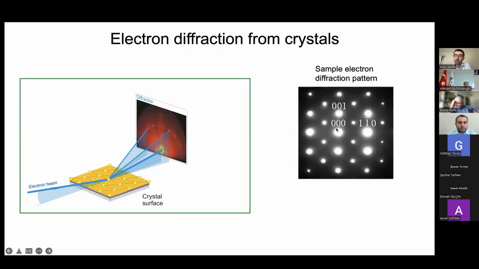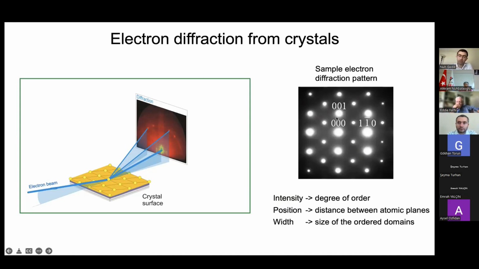This is where your direct electron beam is hitting, and you see all these other peaks. This is transmission, so you can actually label them. Each one of them corresponds to one set of atomic planes. So this is 0, 0, 1, etc. So what do you actually learn from this picture?